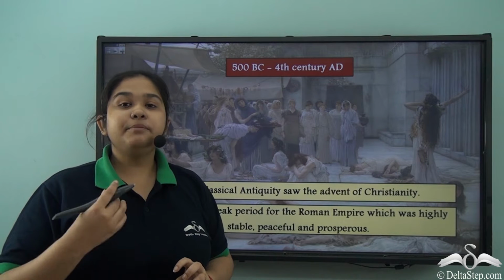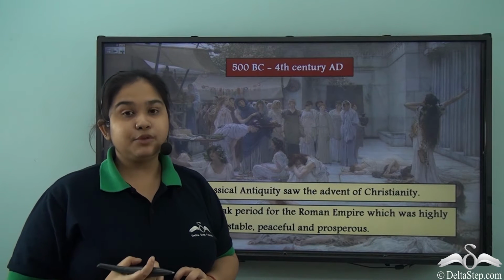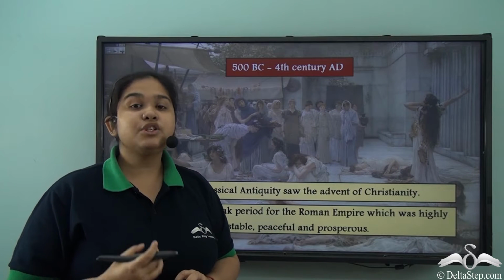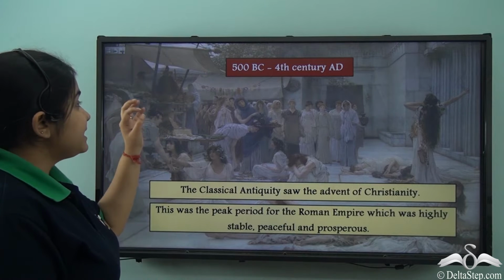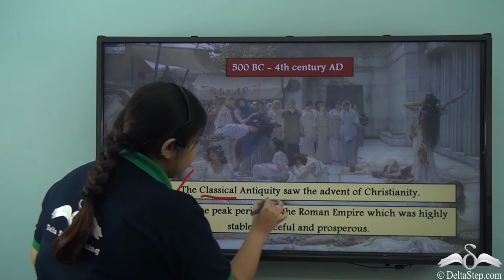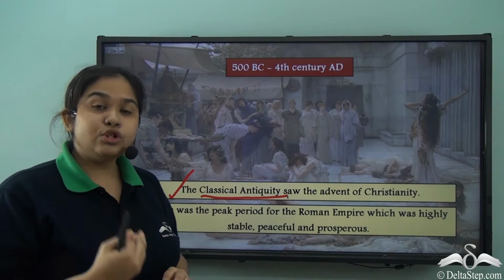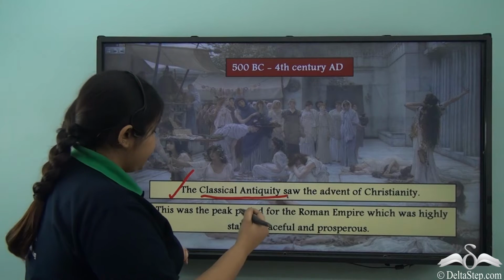During 500 BC, we see the start of classical antiquity that saw the rise of one of the greatest empires of the world, which was that of the Romans. So we are stating this period as the period of classical antiquity. Now, the period of classical antiquity also saw the advent of the world religion of Christianity.